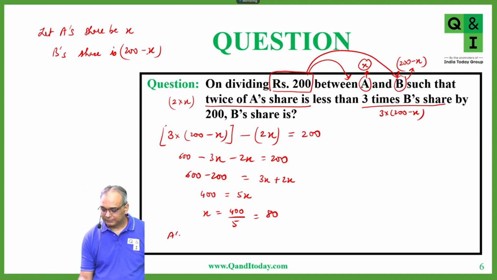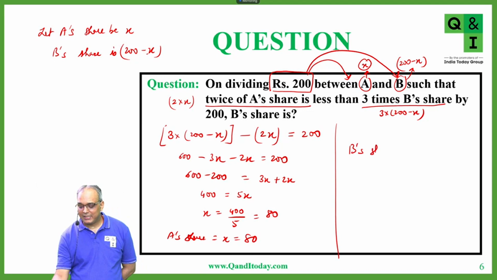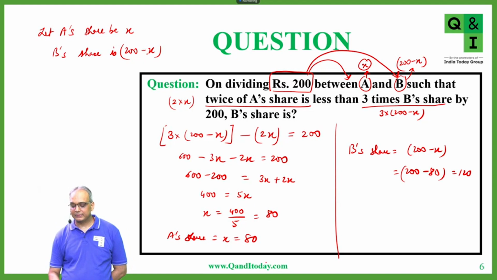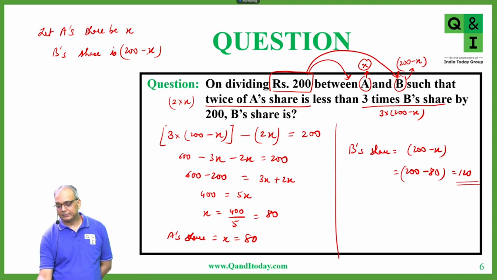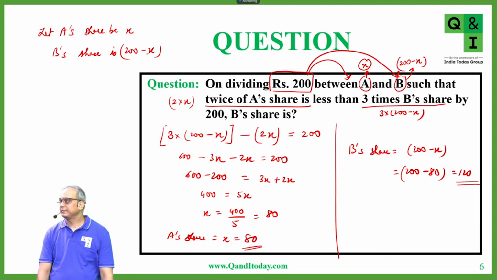So A's share is equal to X, that is 80. And B's share is equal to 200 minus X, that is 200 minus 80, which is 120. Is it clear to everyone?